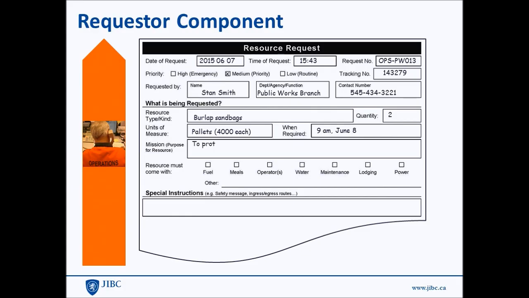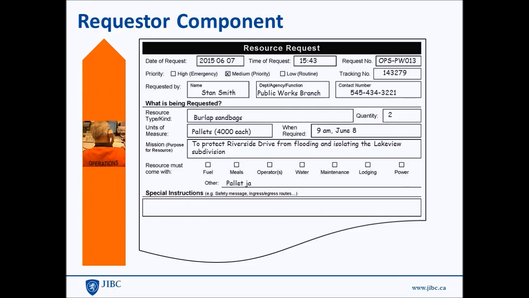The mission is stated to allow the logistics personnel to investigate and suggest alternatives should the specific resource request be unavailable. Had they been requesting the backhoe, they would likely indicate that we also require an operator and, due to the remote location, a supply of fuel.